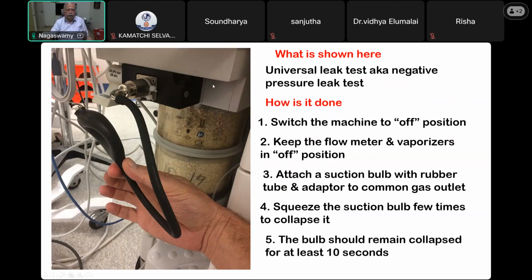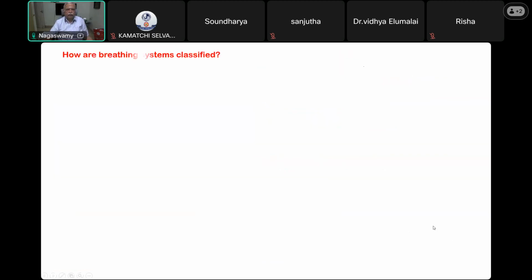Otherwise, what will happen? Some air will come and it will inflate this bulb. So if the integrity of the circuit inside is very good, it will remain collapsed for minimum 10 seconds. Now coming to the breathing systems which are attached to deliver the gases, we are going to that part.